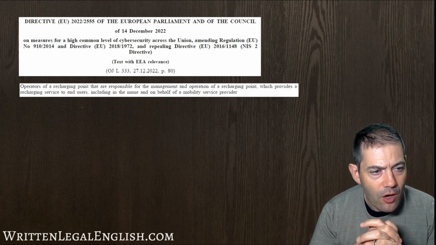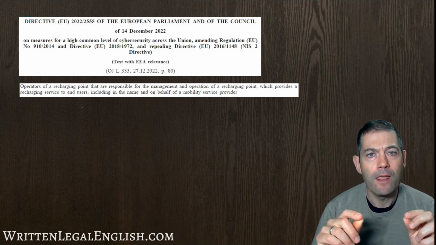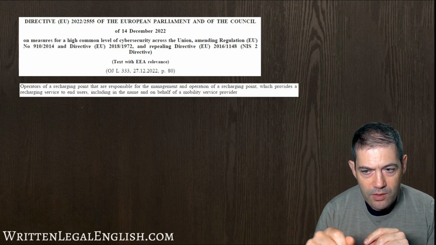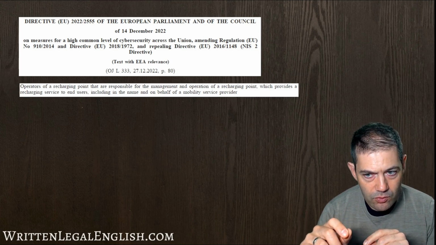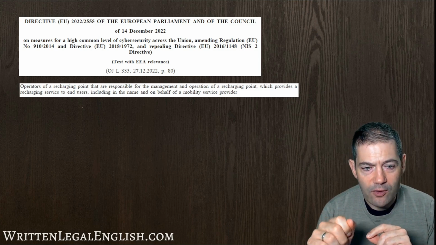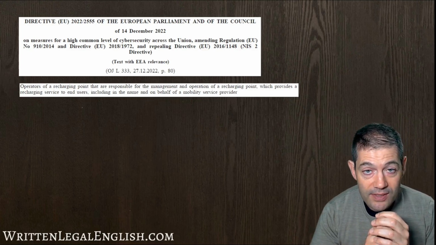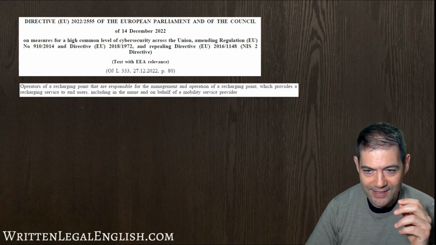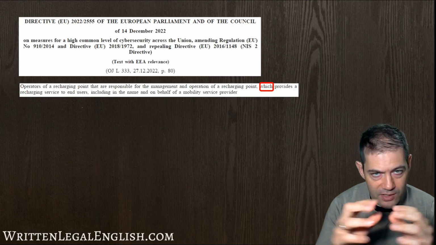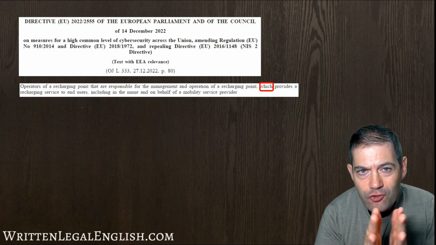Let me read through this. Operators of a recharging point that are responsible for the management and operation of a recharging point which provides a recharging service to end users. So that's a non-defining relative clause there, particularly with which, including in the name of and on behalf of a mobility service provider. And you might think on first glance there's not that much wrong with that sentence, but there's plenty wrong with that sentence. First of all, we've got the unclear antecedent, which is which, or that whole phrase really. Who are we talking about here? Who does which refer to?